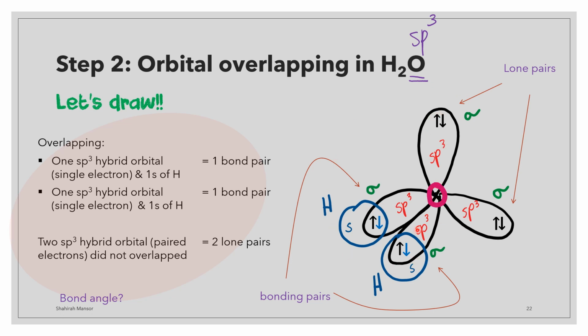So the skeleton of this molecule is tetrahedral, but by substituting two bonding pairs with two lone pairs, we will get AB2E2, and the shape will be bent or V-shaped. And the bond angle between the bonds, which is this HOH over here, is 104.5 degrees, which is lesser than 109.5 of the tetrahedral.